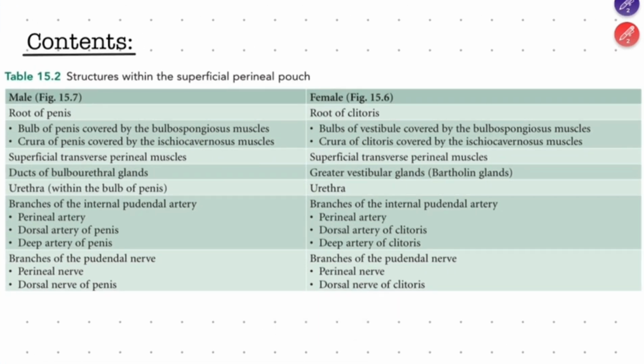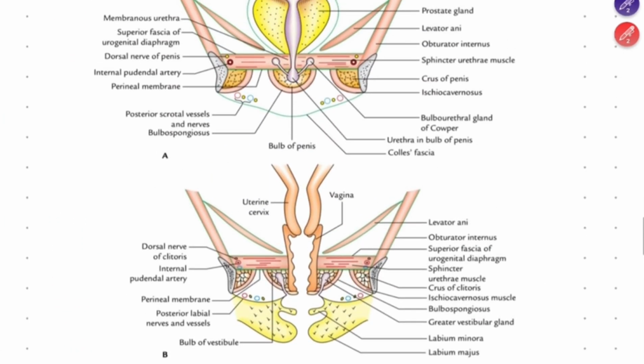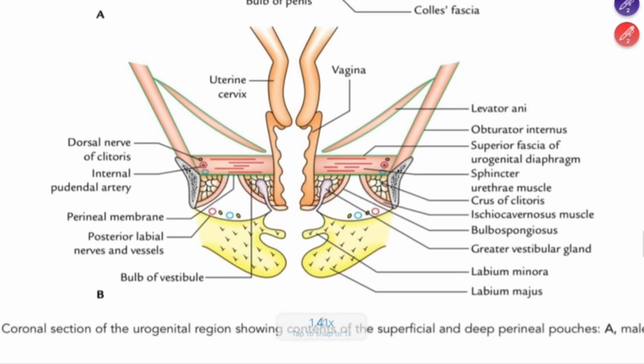In females, we have the root of clitoris, bulb of vestibule covered with bulbospongiosus muscle, crura of clitoris covered by ischiocavernosus muscle, and superficial transverse perineal muscles same as that of males, greater vestibular glands, Bartholin glands. Then we have the urethra.